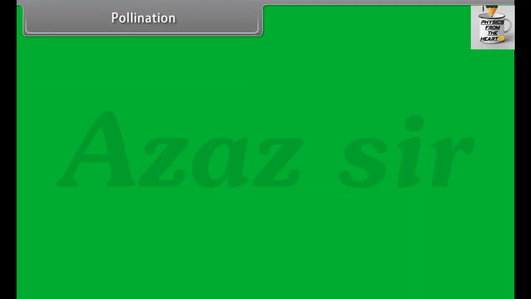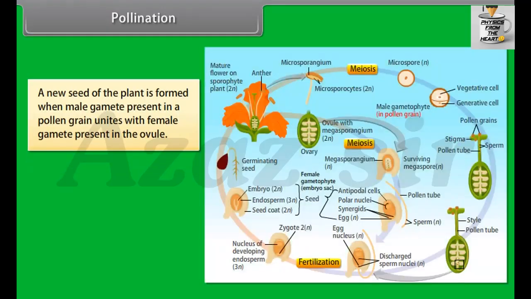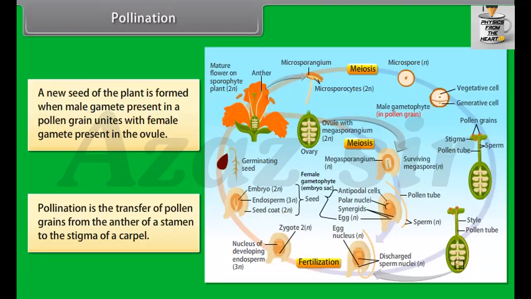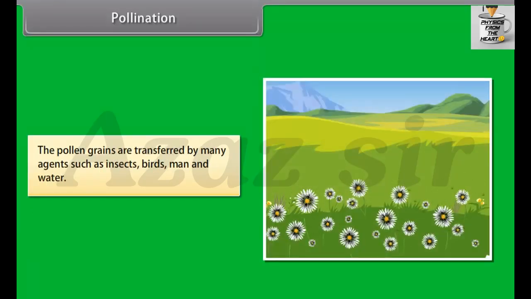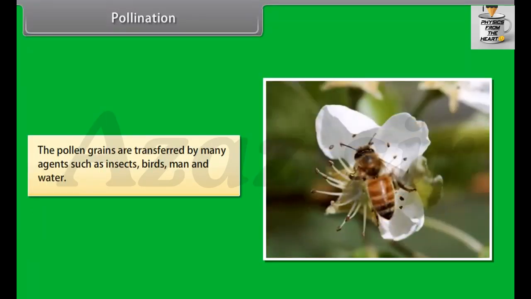Pollination. A new seed of the plant is formed when the male gamete present in a pollen grain unites with the female gamete present in the ovule. Pollination is the transfer of pollen grains from the anther of a stamen to the stigma of a carpel. The pollen grains are transferred by many agents such as insects, birds, man and water.